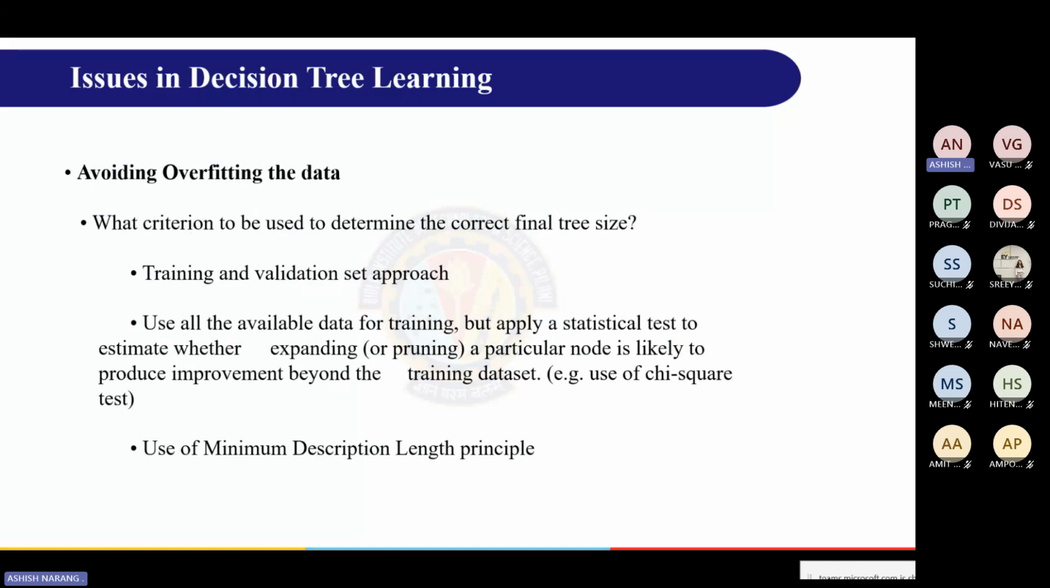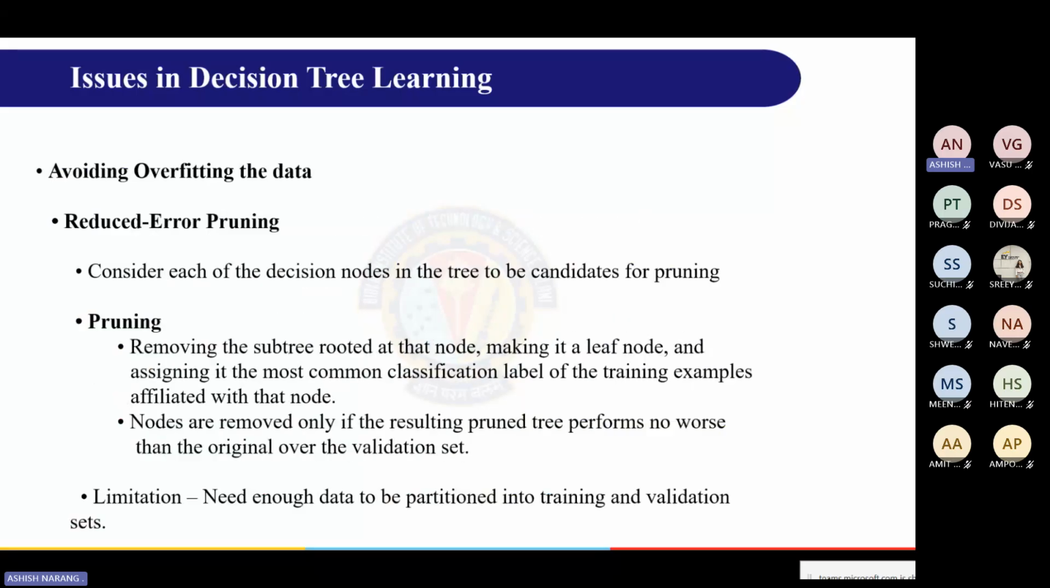And at a time, while splitting the tree, you also do some statistics. Whether this is going to improve the results or not, only then I should go for splitting, otherwise not. Significant results, right? If you have already gone through a probability and statistics course, you assume some hypothesis and then you do some statistical tests. After that, you say whether this null hypothesis is accepted or rejected at 5% level of significance or 10% level of significance, something like that.